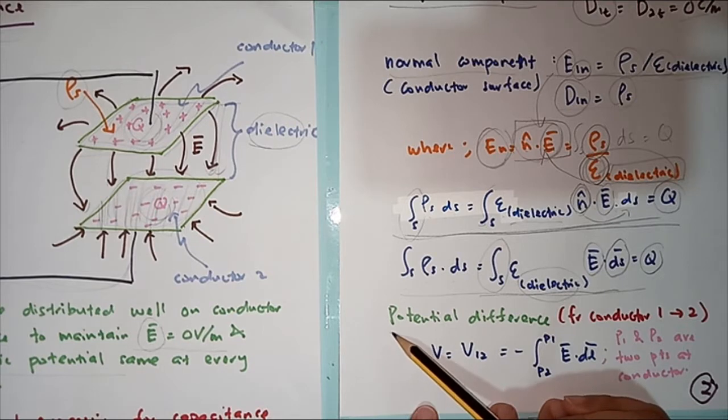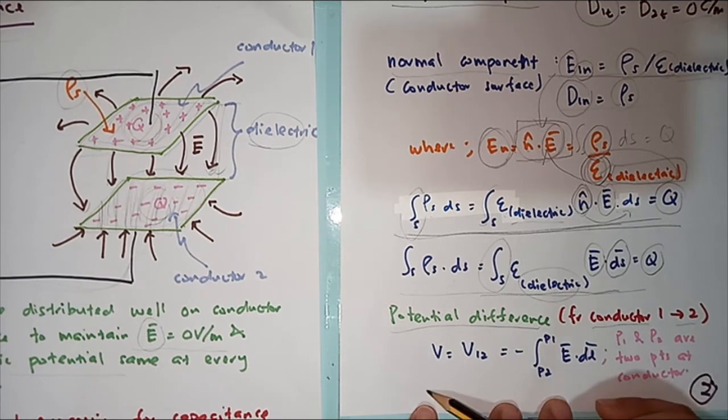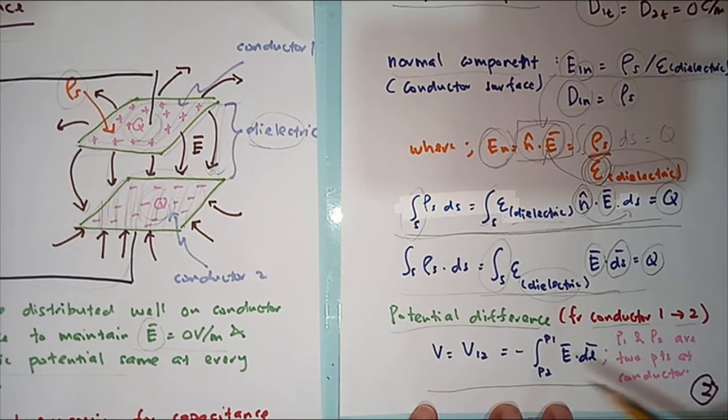At the same time, the potential difference measured from conductor 1 to conductor 2 is given by this expression: V is equal to V12, the potential difference from conductor 1 to conductor 2, which is equal to minus the integration from P2 to P1 of the vector E dot the vector dl, where P1 and P2 are two points on the conductors.